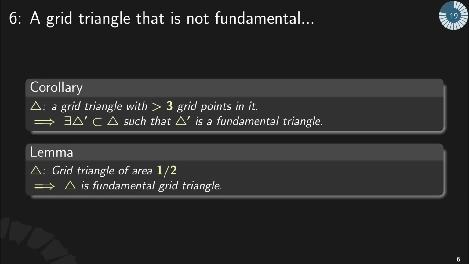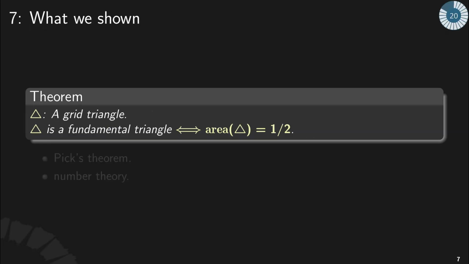Okay, so now we can prove the other direction, because if I give you a grid triangle of area half, either it's fundamental, and then we are done, or if it's not fundamental, namely it contains more than 3 grid points, then the corollary above tells us that it contains a subtriangle that is fundamental. This subtriangle has area strictly smaller than half, but we already proved that a fundamental triangle has area half. So that's a contradiction. We conclude that if a grid triangle has area half, then it is a fundamental triangle. Namely, it contains no other grid points except for its 3 vertices. So this is the theorem that we just proved. If we have a grid triangle, then it's a fundamental triangle if and only if its area is half.